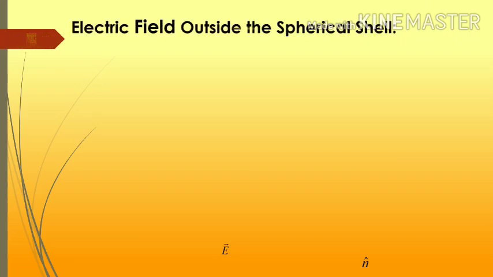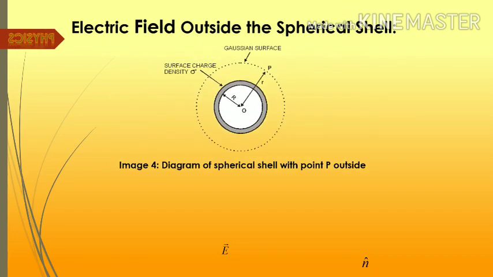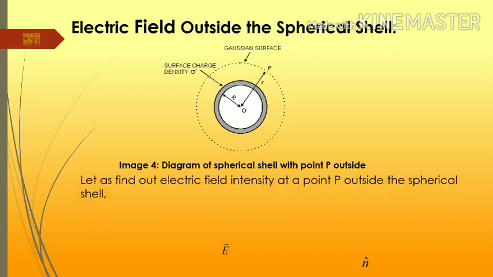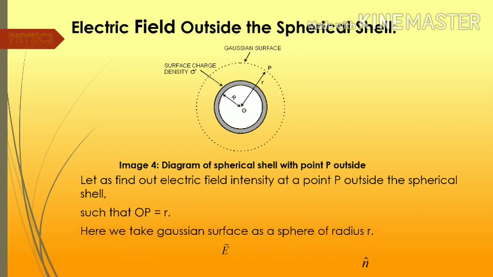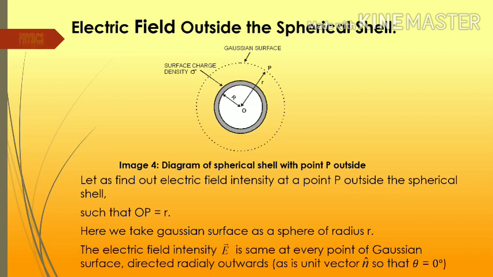The next, electric field outside the spherical shell. Image 4, diagram of the spherical shell with the point P outside. Let us find the electric field intensity at a point P outside the spherical shell such that OP equals r. Here we take the Gaussian surface as a sphere of radius r. The electric field intensity E vector is the same at every point of the Gaussian surface, directed radially outwards, as is the unit vector n cap, so that theta is equal to 0 degrees.